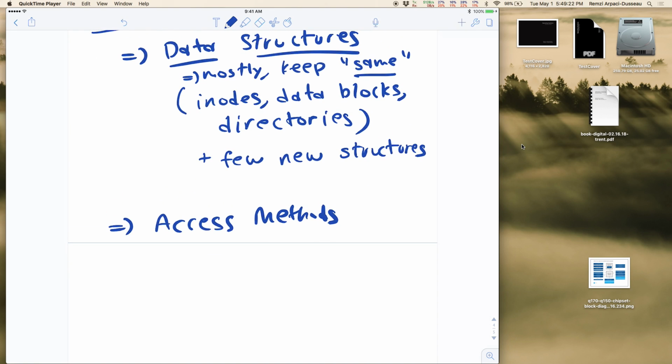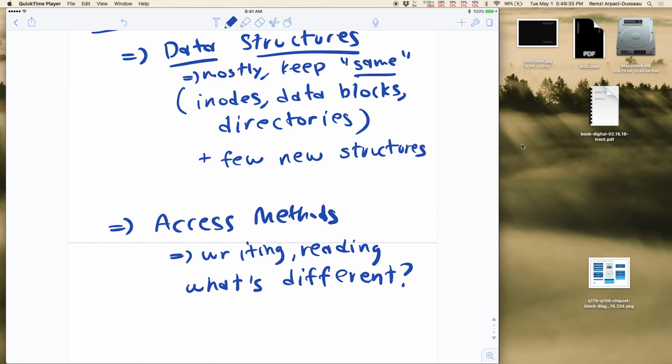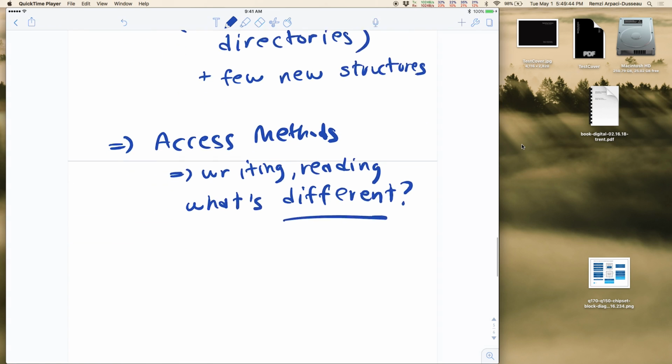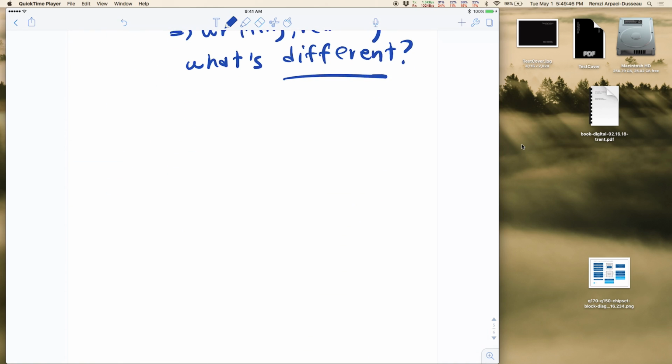Then where we're going to talk about the access methods, really talk about when we're doing writing and reading, what we're going to see is what's different from our traditional file system. Okay, so that'll be the basic idea, and we'll build this up one step at a time with a simple example. Okay, and please feel free to interrupt as we go.